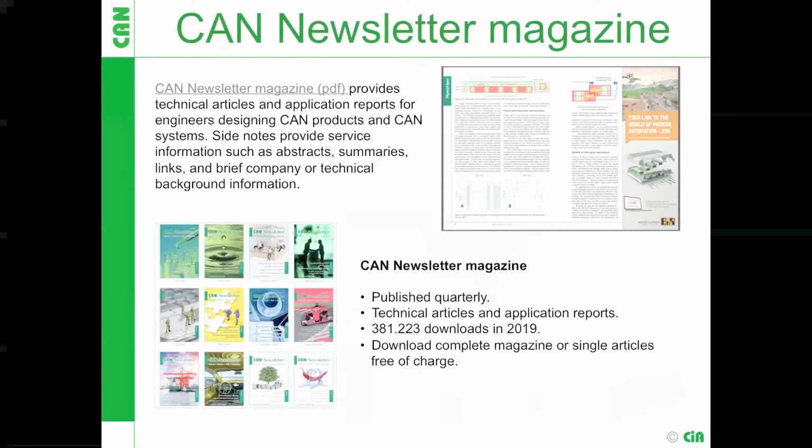To the details of the CAN publications. The CAN Newsletter Magazine provides technical articles and application reports for engineers designing CAN products and CAN systems. This technical magazine is published quarterly. The number of subscribers and readers of the CAN Newsletter increases from year to year. In 2019, we had more than 381,000 downloads. You can download the whole magazine or single articles free of charge. Prices for advertisement in this magazine are very reasonable.